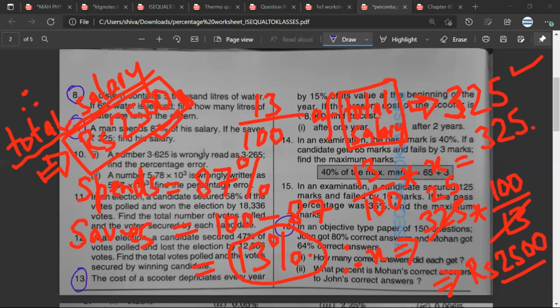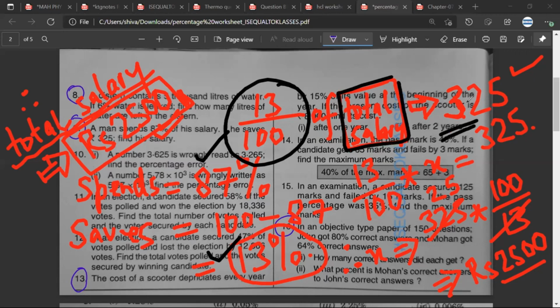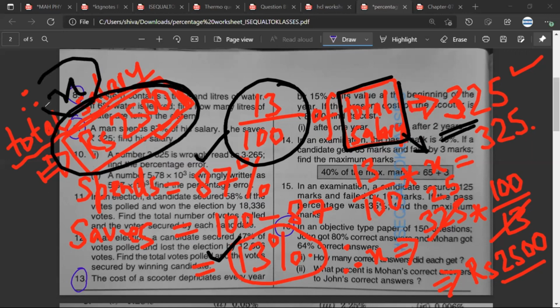देखिए, he has spent 87%. Therefore, he would have saved 13%. Now his saving, which is 13%, is 13% of the total salary, is his actual saving. We assume the total salary to be X, and then we calculated for X. X came to be 2,500. Any doubts still? No, sir.